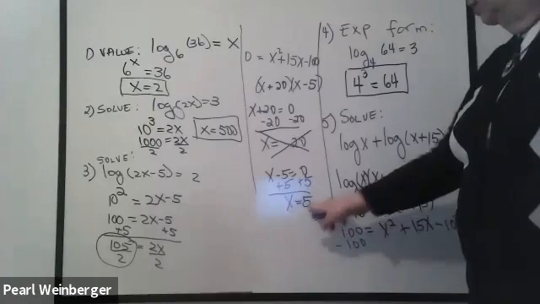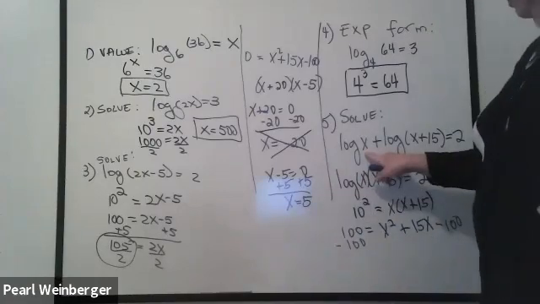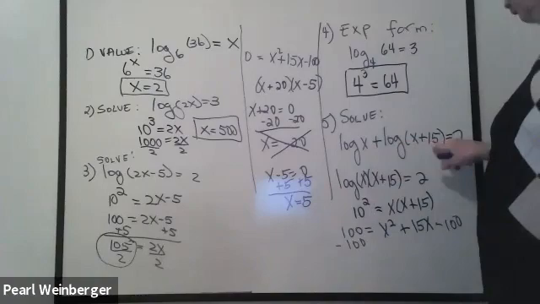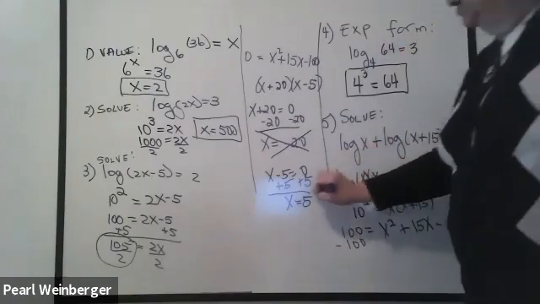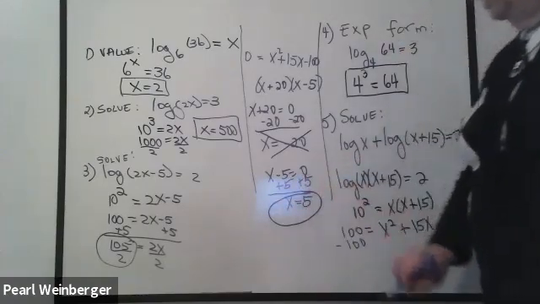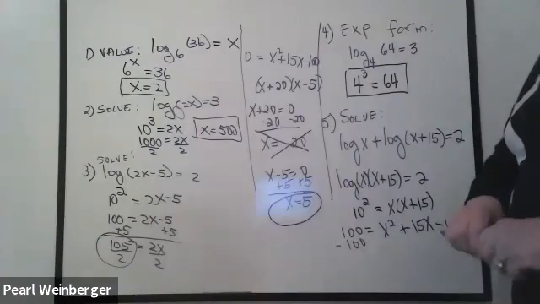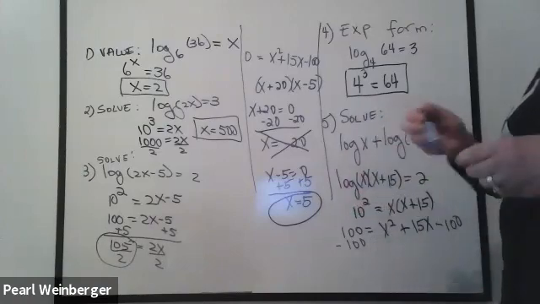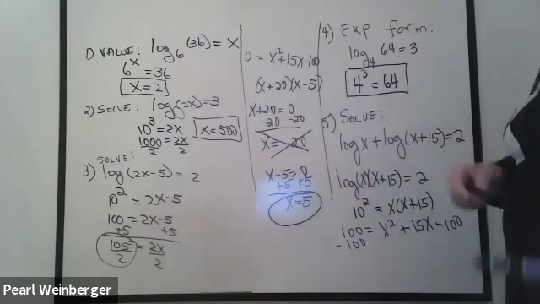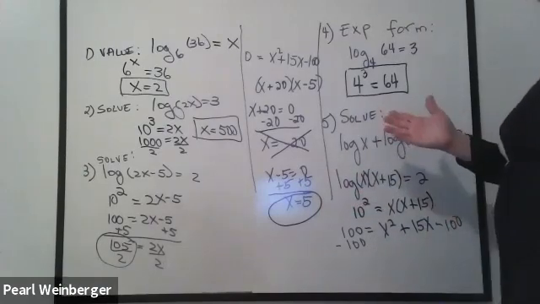But 5 works because 5 is positive and 5 plus 15 is 20, which is also positive. So my answer is only 5. If you put in negative 20 and 5, you're going to get the answer wrong. The answer is only the 5. The negative 20 has to be thrown out.